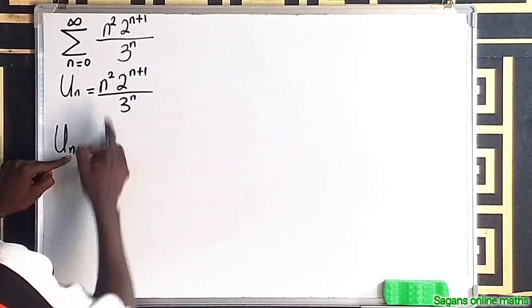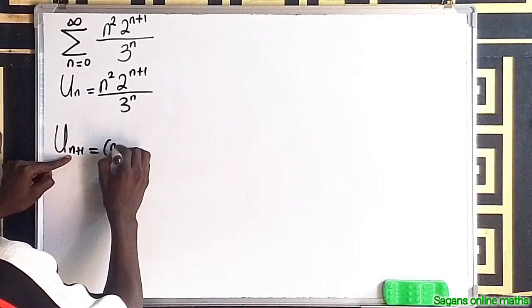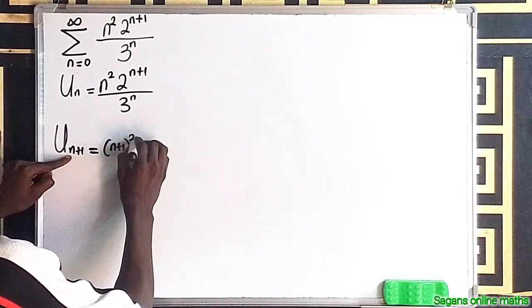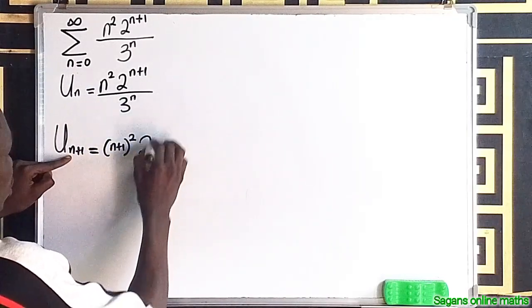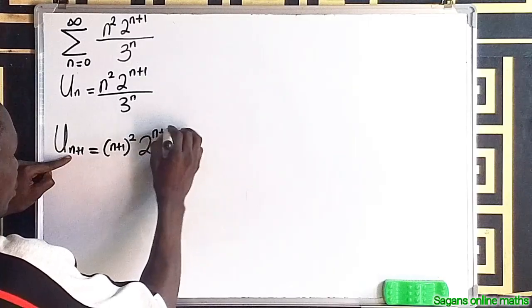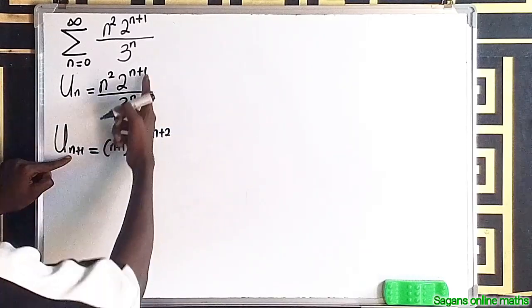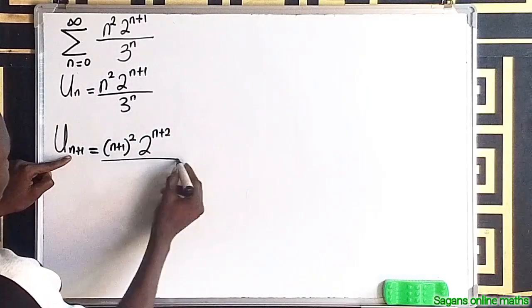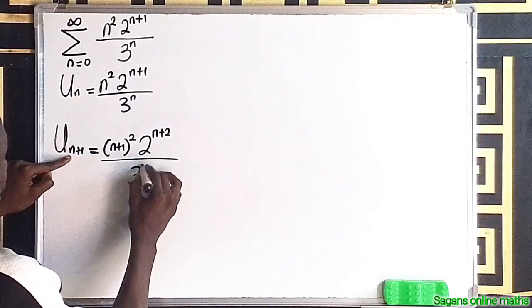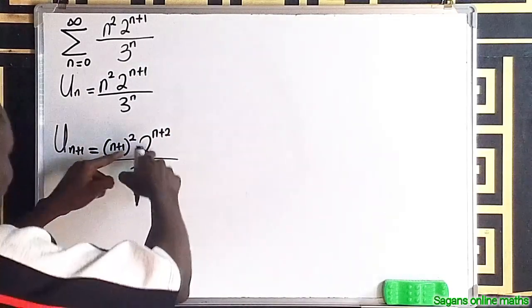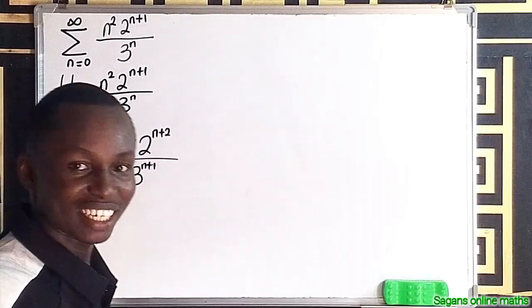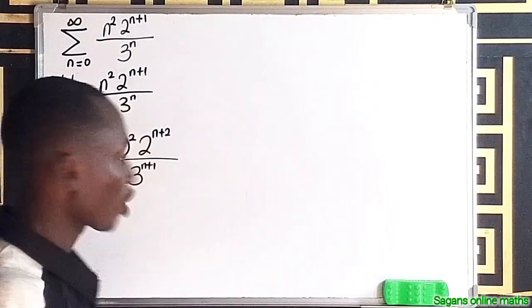So this will be equal to, anywhere I see n, put n plus 1. You square it, then 2 raised to the power n plus 1. So here it will be plus 2 because 1 plus 1 is 2, that's why I'm having 2 here. Then divided by 3 to the power n plus 1. This is the next series. Now compare this to this.